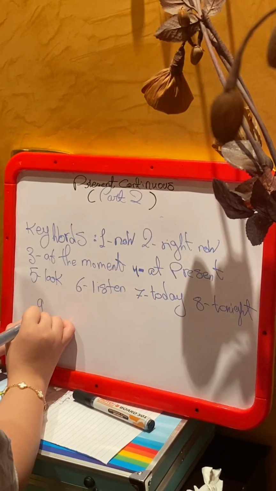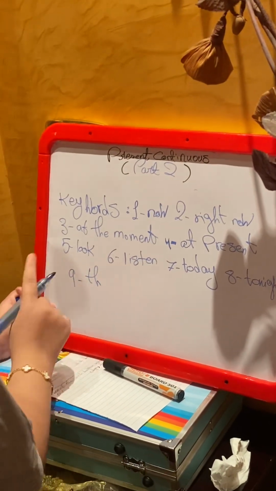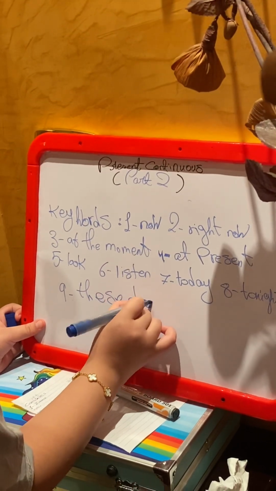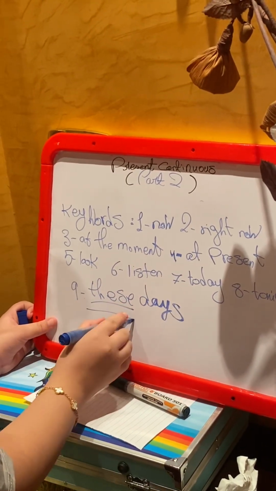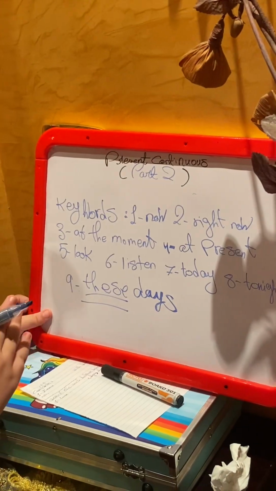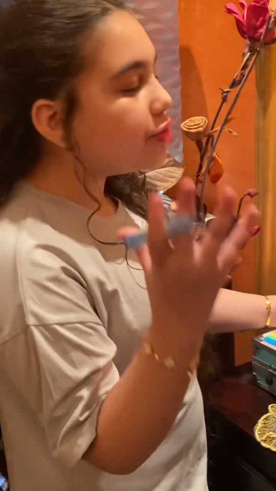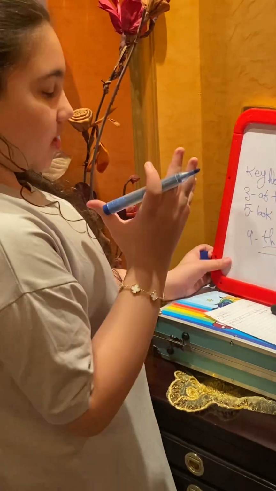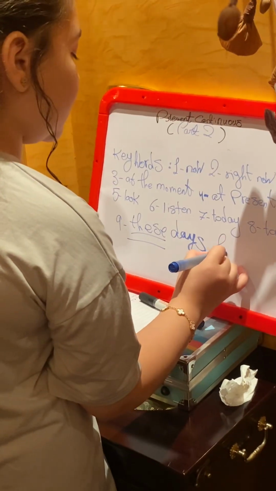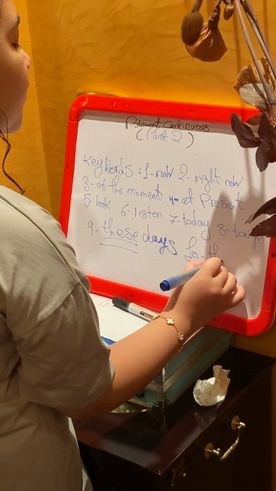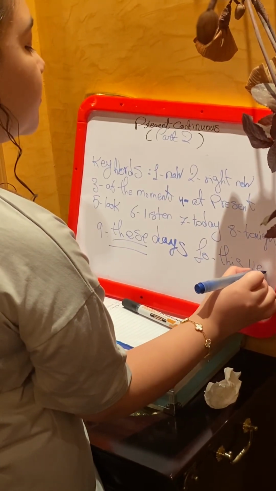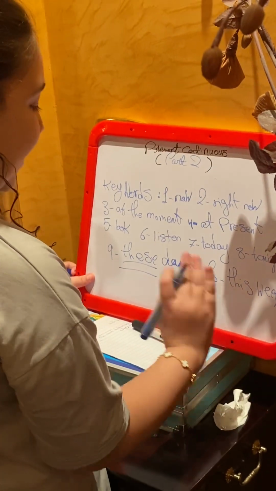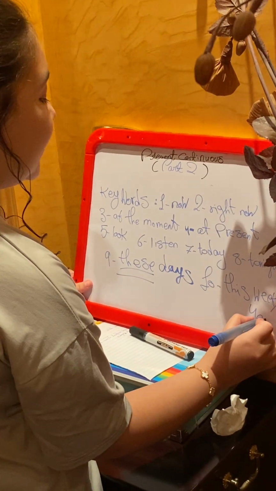Number 9, which I want you to know the difference between: these days. This, which means it's related to something plural, for example days. There are so many days. Number 10, this, for example, this week, as I said, or you can say this year.